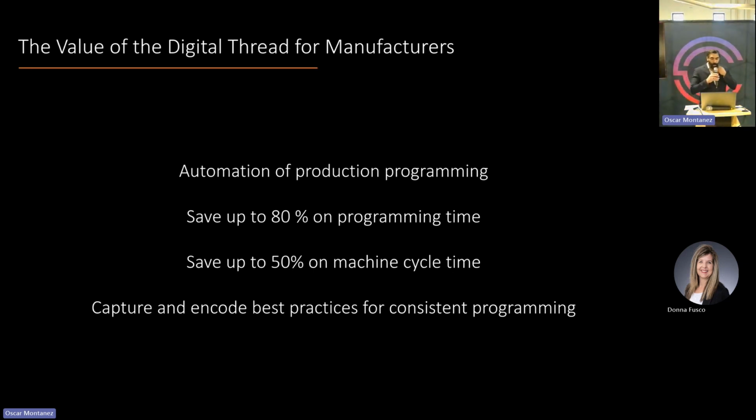So the value of the digital thread, obviously we talked about automation of production programming. You can save up to 80% on programming time. You can save up to 50% on machine cycle time. You can capture and encode best practices for consistent programming. All of these are what I'd like you to take away from this presentation. And the value that these software solutions, the TRAK machine tool, the hardware is bringing to you.